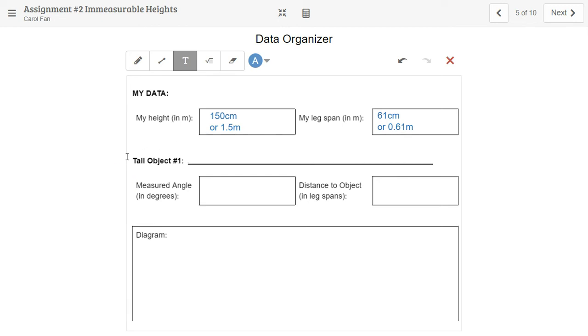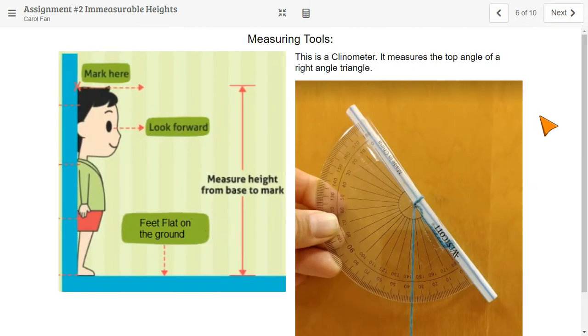Right, so you need to think of two different objects that you would like, and when we go outside, you're going to take the measured angle and the number of leg spans it takes for you to get to the base of the object. Okay, so different measuring tools. First is your height, feet flat on the ground. Find your height.